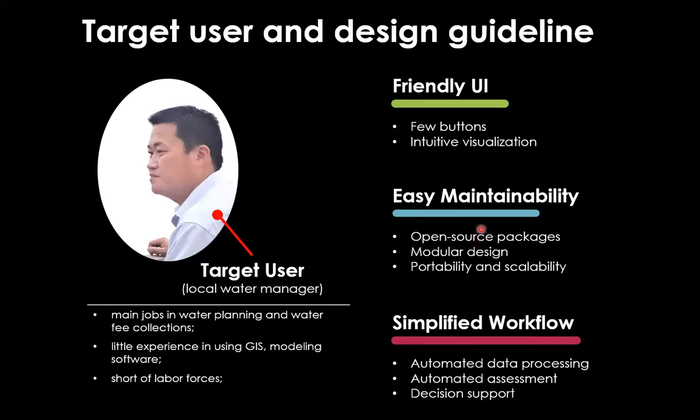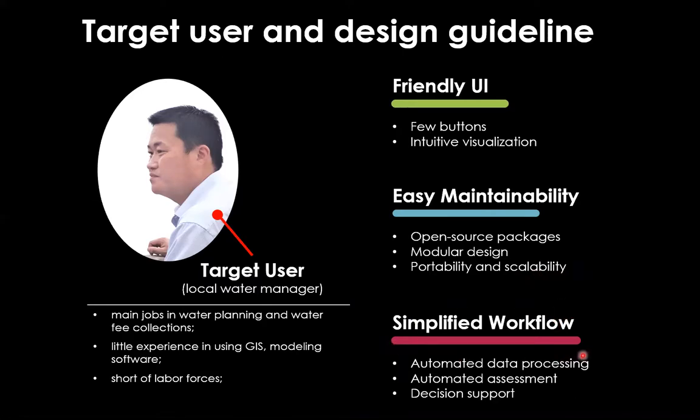The second criterion is easy maintainability. After the project is over, we want them to be capable of maintaining the software with the least labor and also money. So in this case, we implemented it using open source software, which means it is free. Then we use a modular design, so you can easily switch on and off particular functions. And it should be portable and scalable, if they want to move this software to another platform or upscale it to a different region.